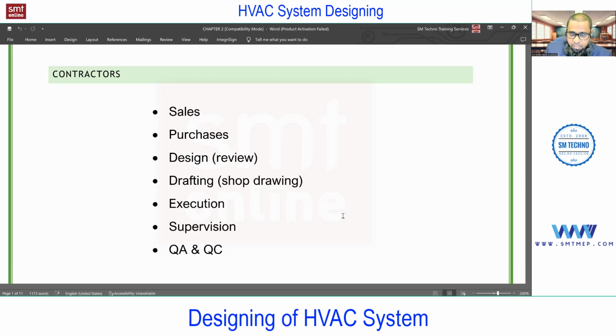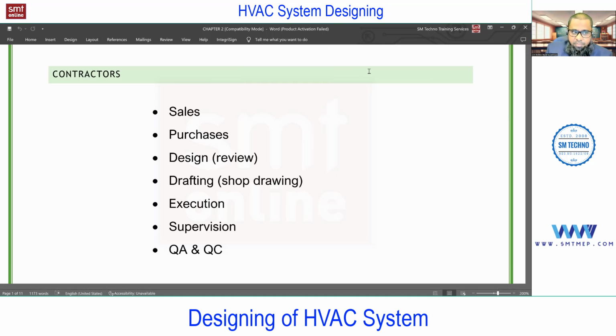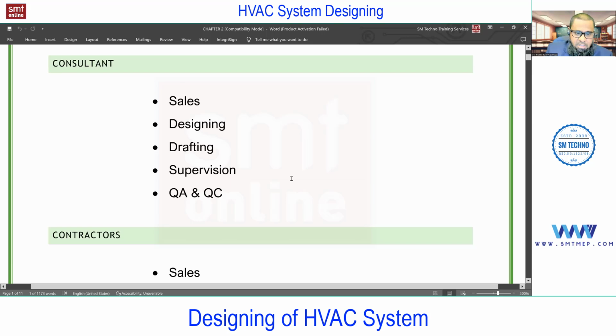At this level, assume that I'm considering a separate consultant company and a separate contracting company. It can be one company taking care of all this. Because in actual practice, if you're working in, say, Qatar or any country, and you're dealing with a big project, you may find one company dealing with all, or else there can be different companies. So in actual practice, you'll find multiple options. Don't get confused; at this level, just try to focus on the concept. Here in contracting also, you'll find sales, purchase, design, drafting, execution, supervision, and QAQC. You see this execution on the contracting side, and designing on the consultant side, because generally consultant refers to the design side.